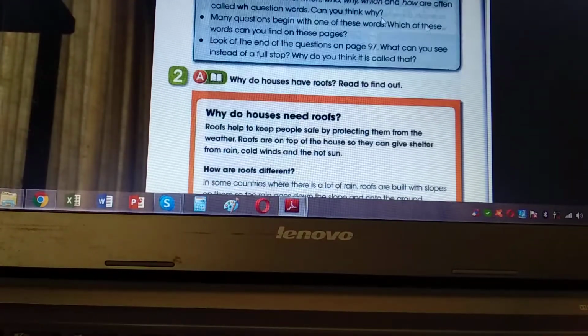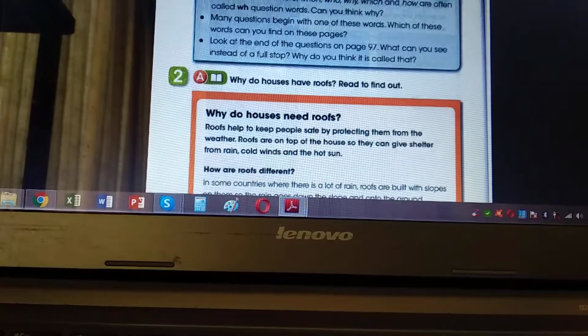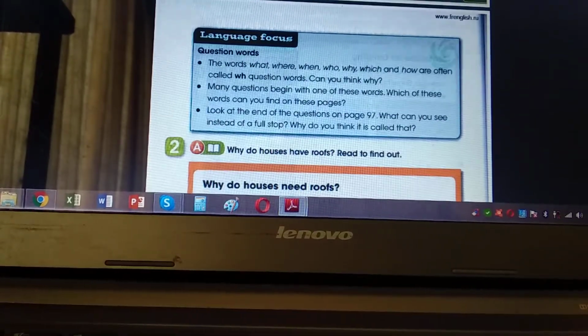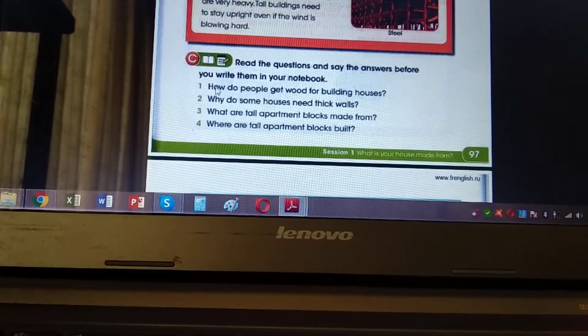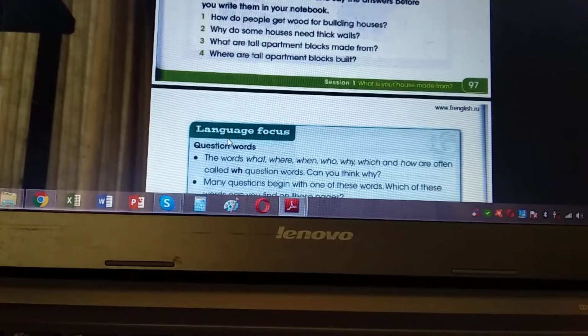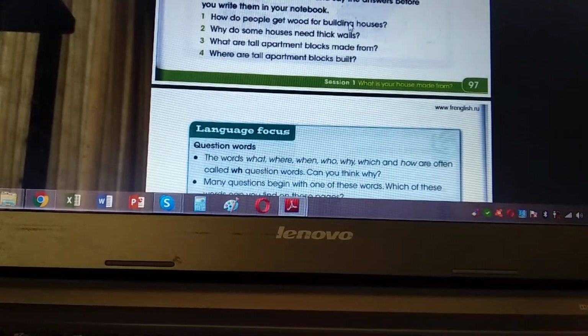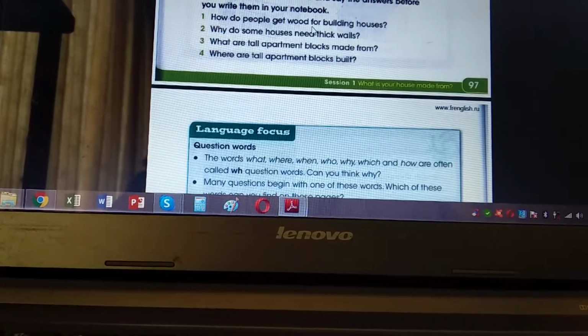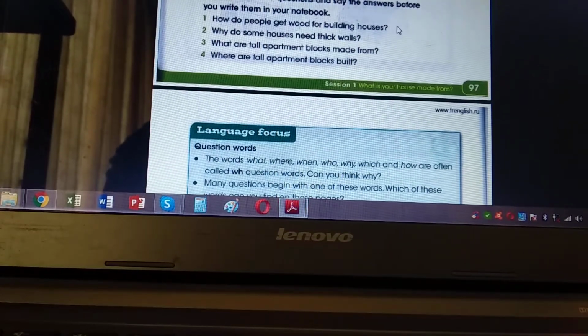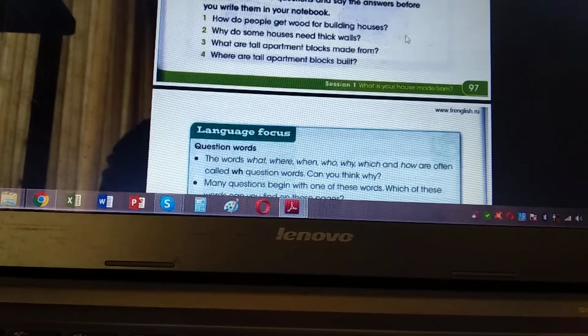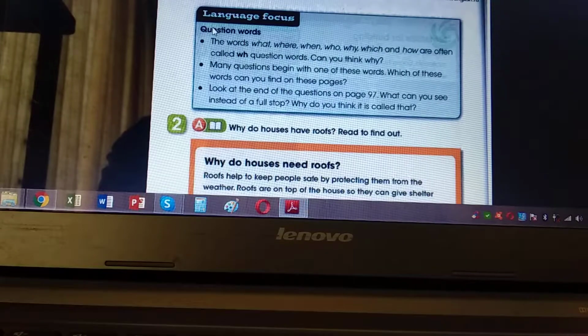Alright, language focus. Okay, question words. Do you notice that all the questions start with question words? Look at here. How, why, what, where. These are all questions you can ask. Okay, do you notice that at the end of the question you will have a question mark? I think all of you know about this. You don't put a full stop, you don't put an exclamation mark, you don't put a speech mark, you put a question mark when you ask a question.